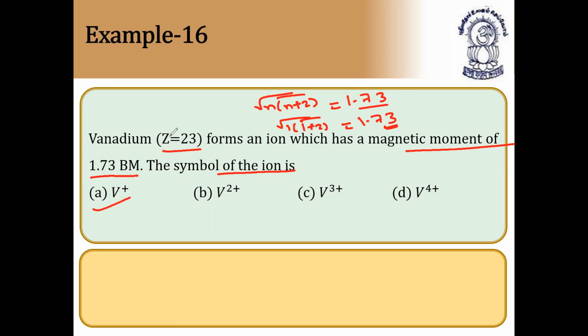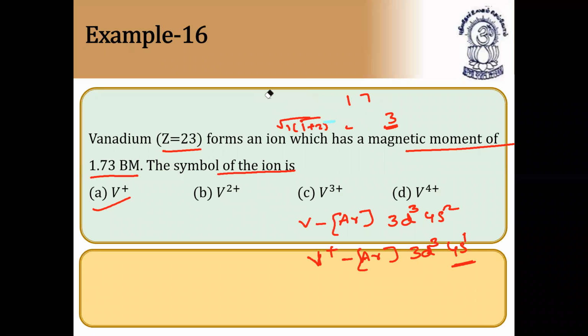And what is the configuration of vanadium? Vanadium atomic number 23 means argon 3d3 4s2. And if you take V+, it becomes argon 3d3 4s1. So it has 4 unpaired electrons, so it is not correct. So let us discuss now this one.